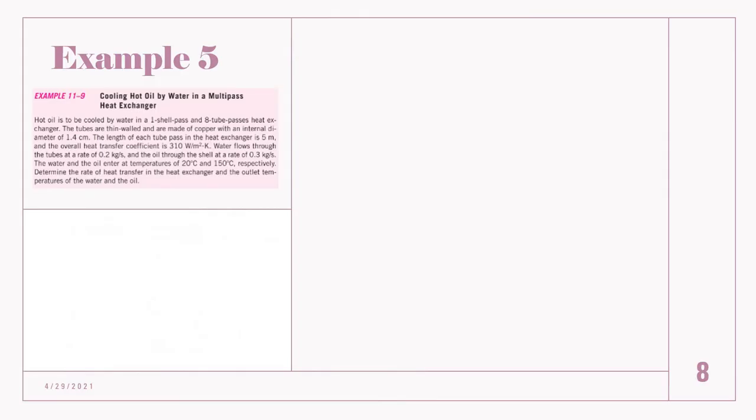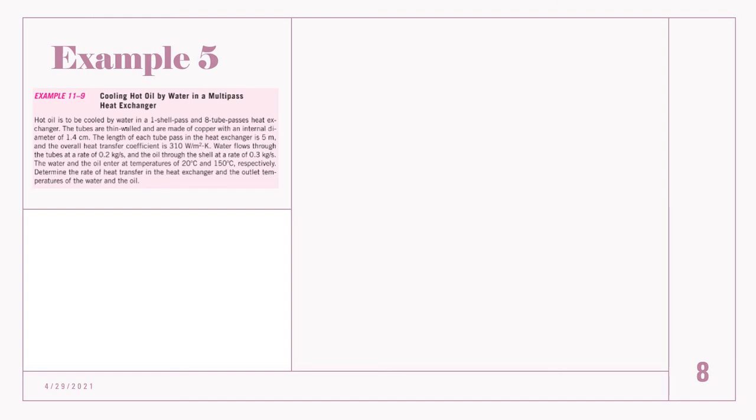So now we move to example 5. Example 5 is on cooling hot oil by water in a multi-pass heat exchanger. So basically, it's similar to example 4. We need to calculate the C min, Q max, NTU. So let's read the question first.